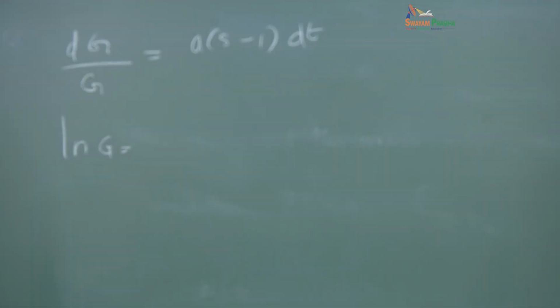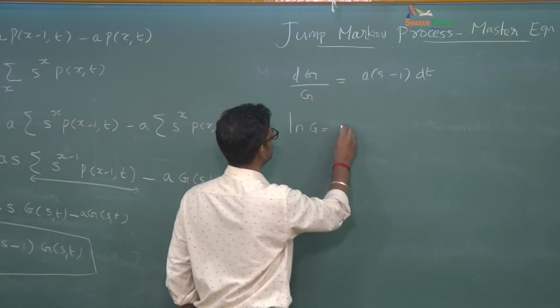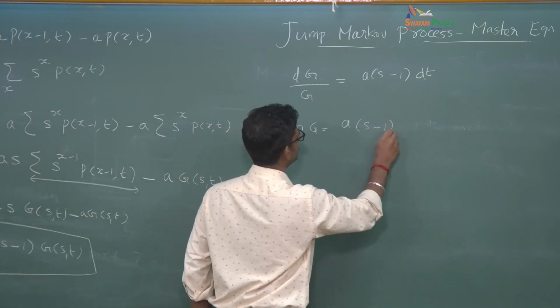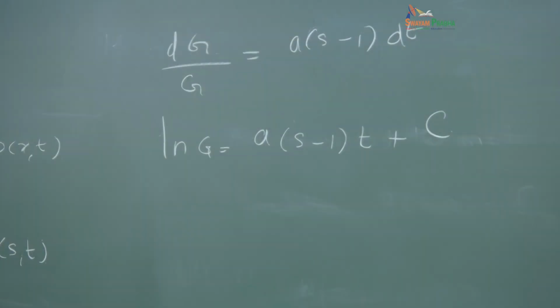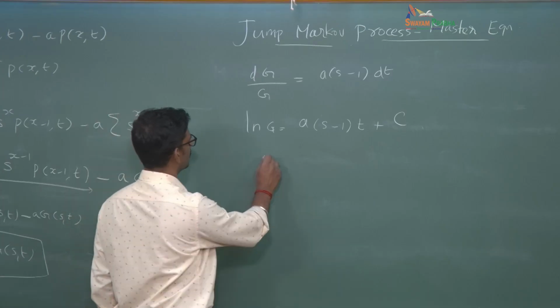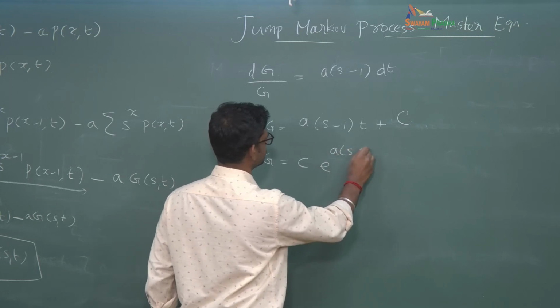So you can bring g to the left and then take dt over there, and then you can integrate this. You will get ln g is equal to a(s minus 1)t plus some constant c. Or simply, g is c times e power a(s minus 1)t.